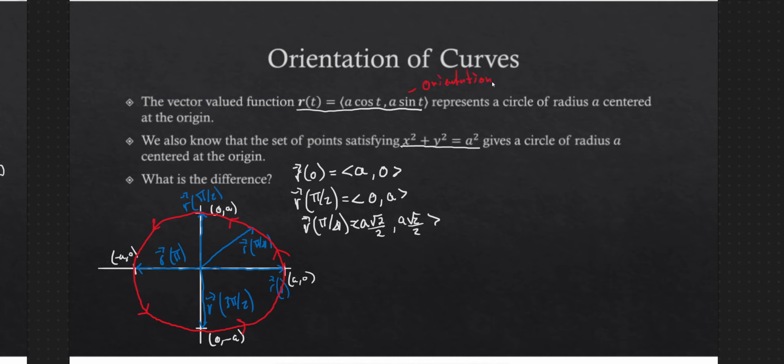As t increases, how is the curve traced out? In this case, we're going counterclockwise, or a positive rotation about the origin. Whereas with the set of points, if I'm just thinking of the set of points that satisfy x squared plus y squared equals 1, all I get is this set of points. There's no direction to it.